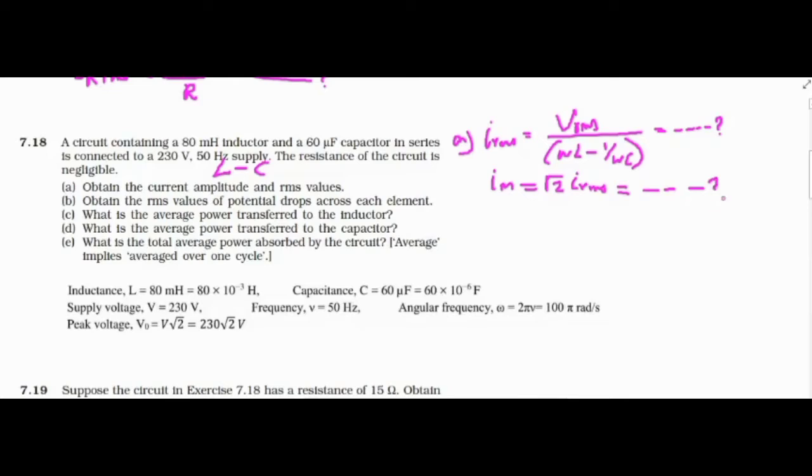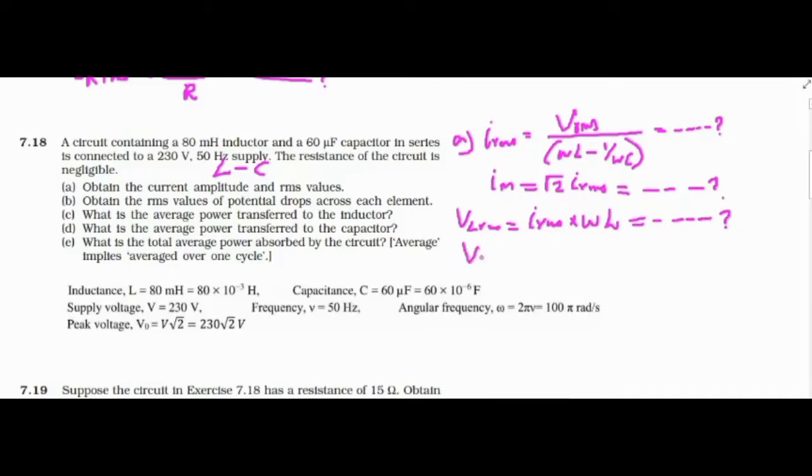Root 2 IRMS. Come to part B. Obtain RMS values of potential drop across each element. So across each element, what is the RMS value of potential drop? Again, we can take just VL RMS. VL RMS is equal to IRMS into XL. You will get the value.